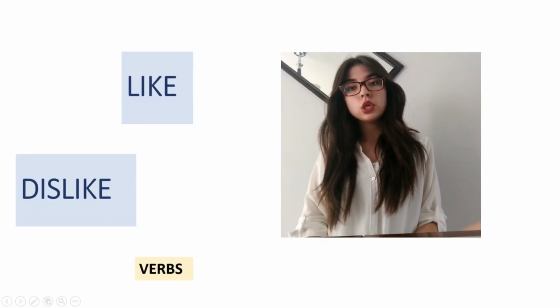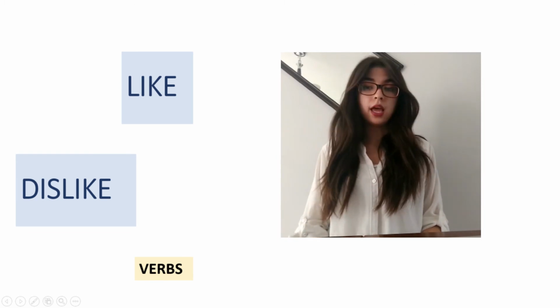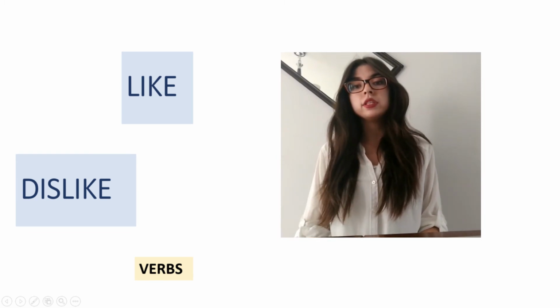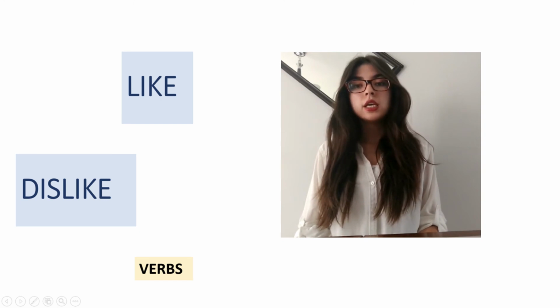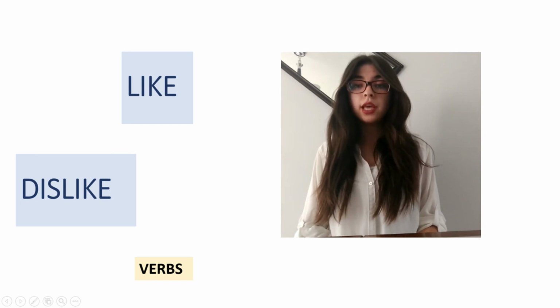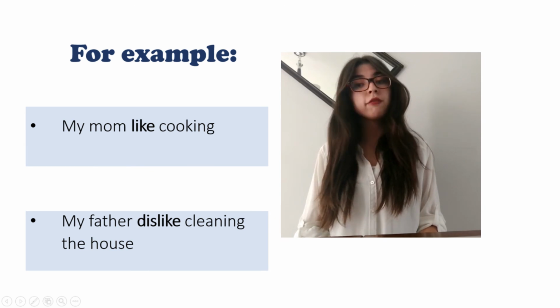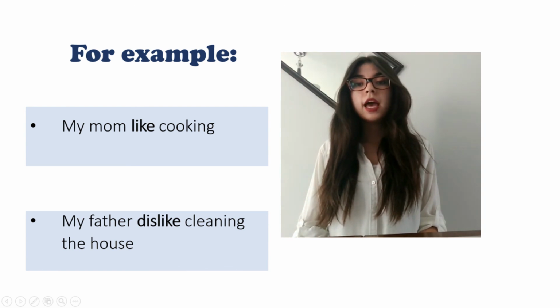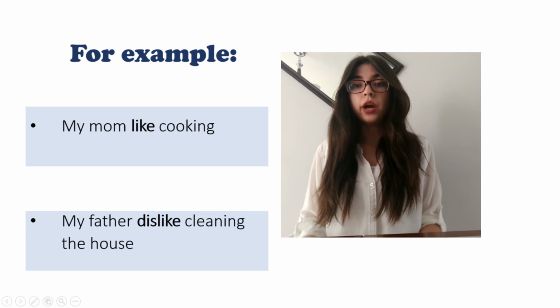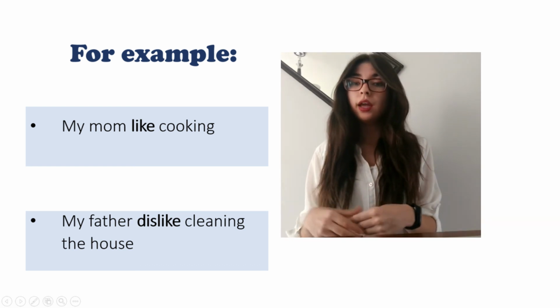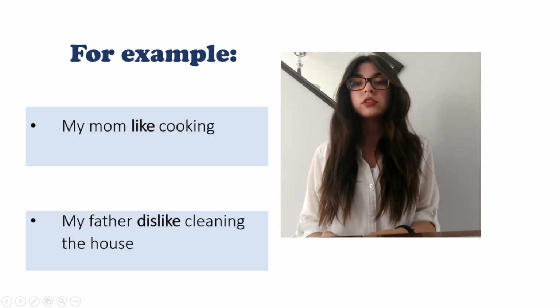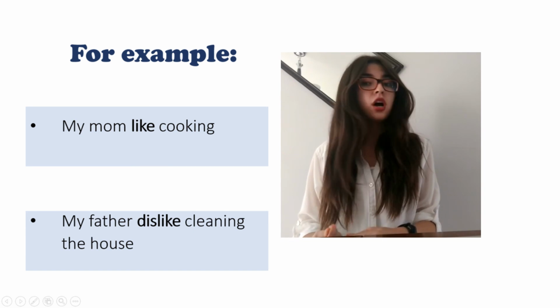Well, finally, let's talk about like and dislike. Like and dislike are verbs, so they are placed after the subject. For example, my mom likes cooking. Or another example, my father dislikes cleaning the house. In the first case, I mentioned something that my mother likes to do or enjoys doing. And in the second example, I mentioned something that my father doesn't enjoy doing.